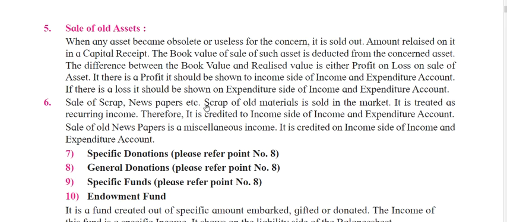And sale of scrap newspapers, etc. Scrap old materials are sold in the market. It is treated as recurring income, therefore it is credited on the income side. We are getting some amount from the sale of scrap newspapers and other scrap sold in the market. So it is recurring income for the organization, and we pass the entry on the income side of the income and expenditure account. Sale of old newspaper is a miscellaneous income, credited on the income side of the income and expenditure account.